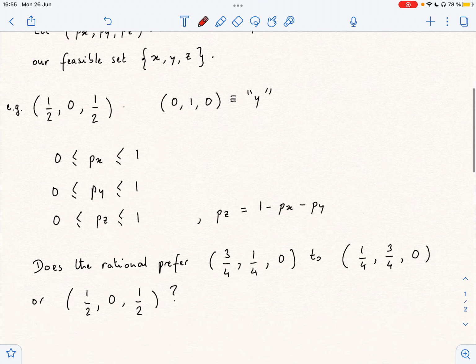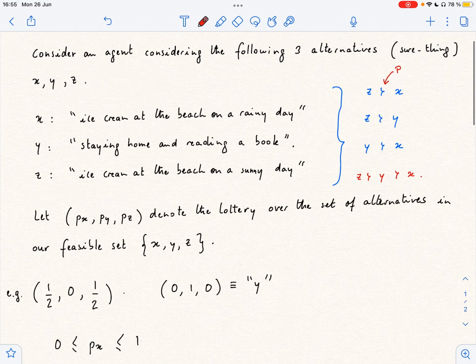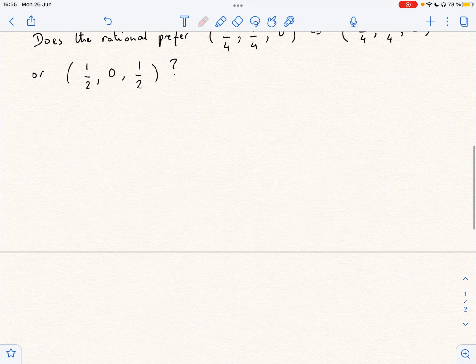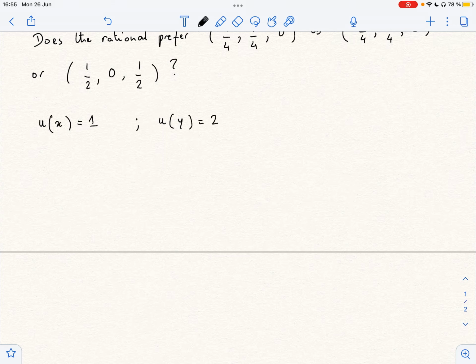All right, so let's assume that our least preferred outcome, X, gives the agent a utility of 1. So our sure thing alternative, X, gives the agent a utility of 1. Then let's assume that staying at home when it's staying dry gives a utility of 2, and going out at the beach gives a utility of 4, right?